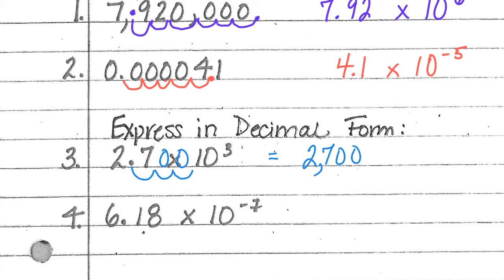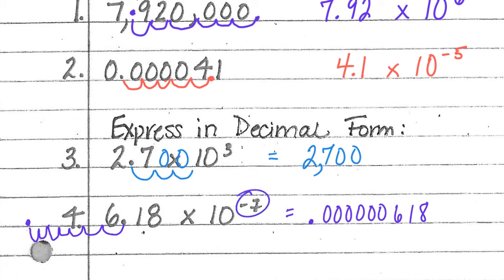And for the next one, we need to go -7. 1, 2, 3, 4, 5, 6, 7. So I want my decimal there. So if you notice, I have 6 zeros, and then the number 618. So that's a very small decimal because of that -7.